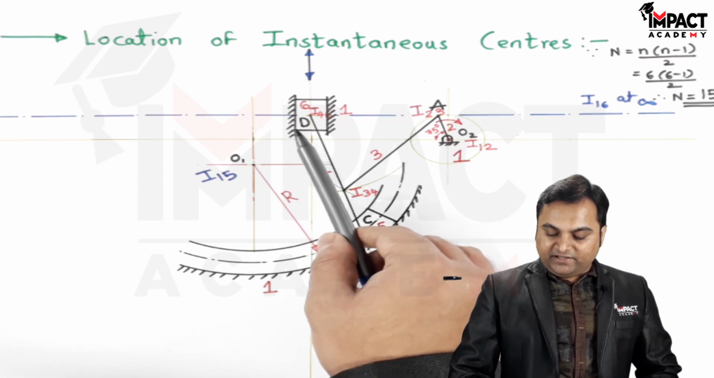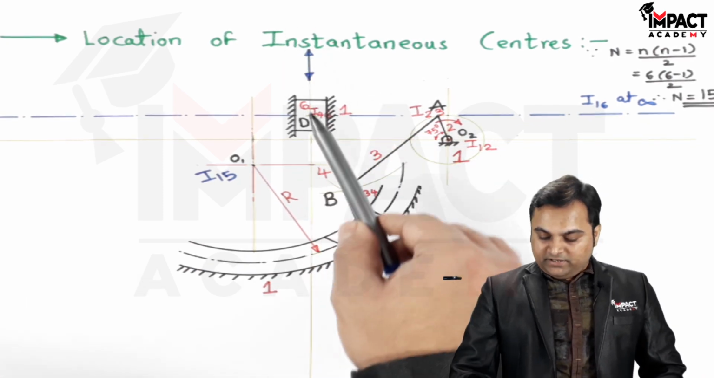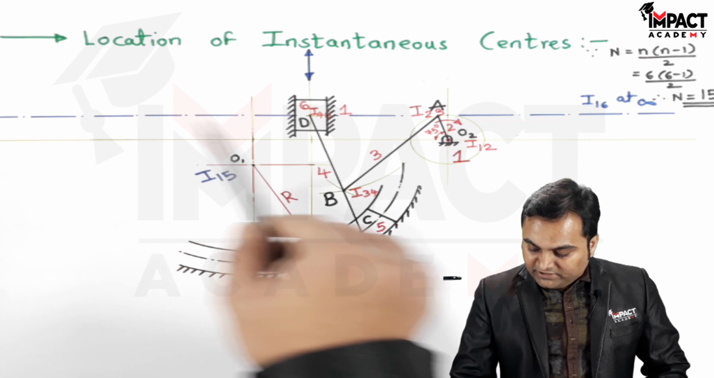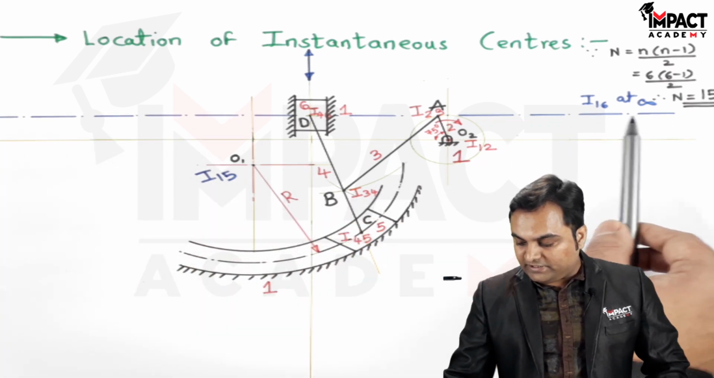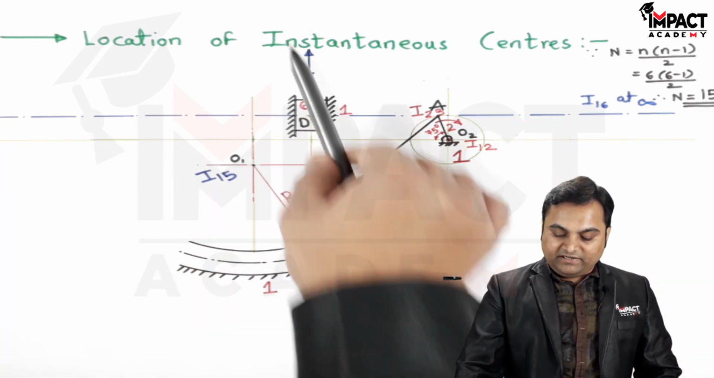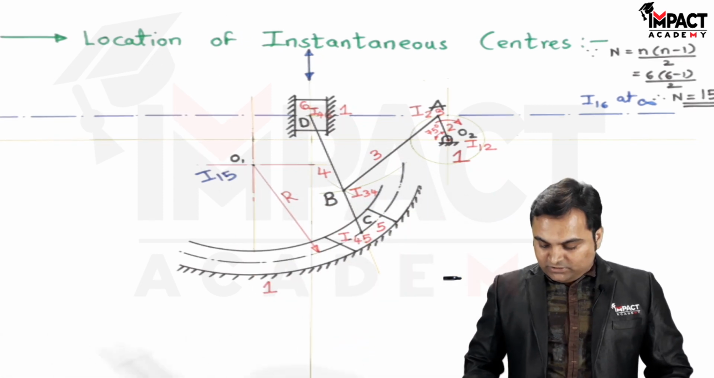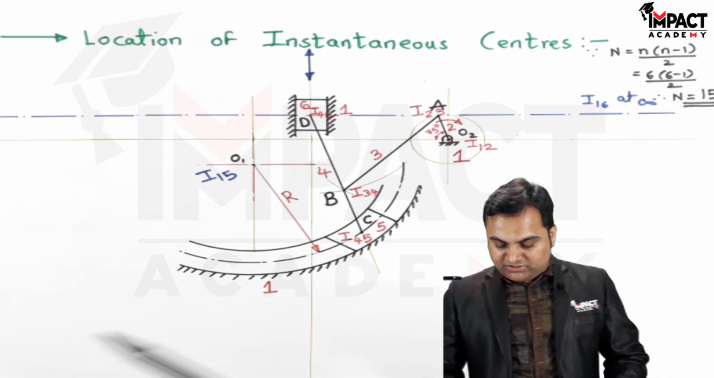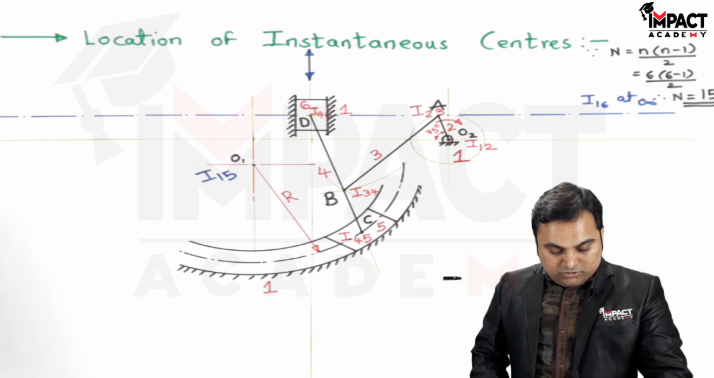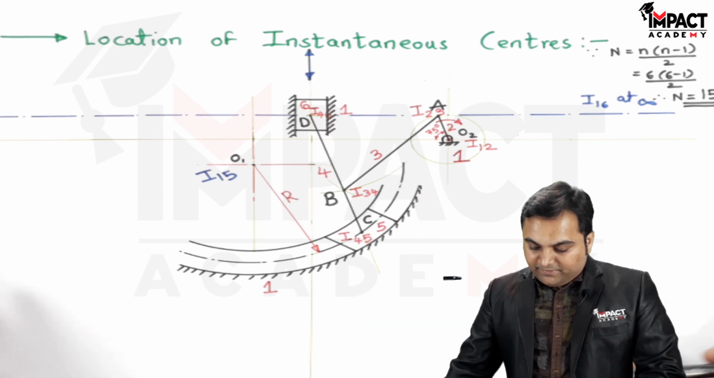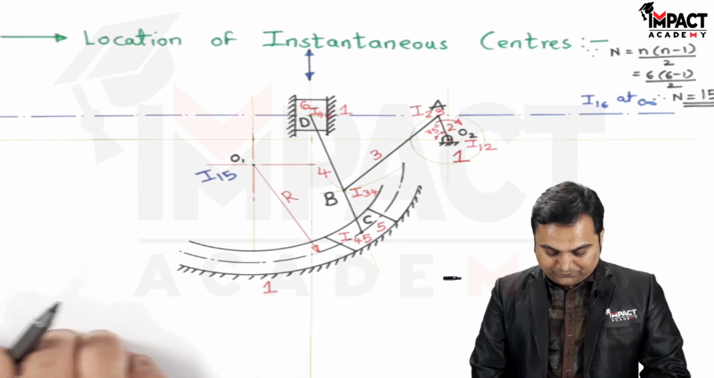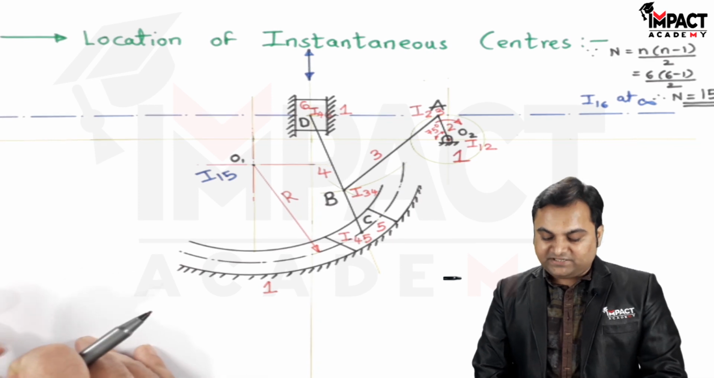Otherwise, if it is sliding in a vertical plane, or we can see it is having an infinite radius, at that time we have to show it at infinity when it is sliding at an infinite radius. So these are the ICRs which I had located here. So I'll go back into the table and just go on marking the ICRs which we have got.